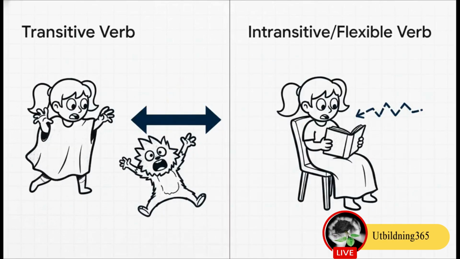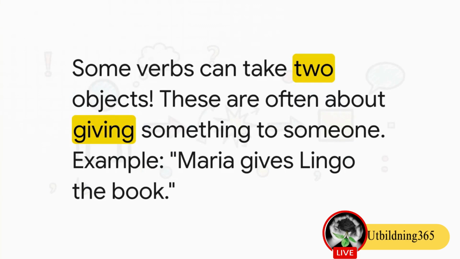Let's see this in action again. In Maria is scaring Lingo, who is she scaring? Lingo. Simple enough. Now, what's really interesting here is that some verbs, like scare, absolutely demand an object. You can't just scare into thin air, right? But other verbs, like read, are a bit more flexible. Maria can be reading a book, or she could just be reading. The object is optional.